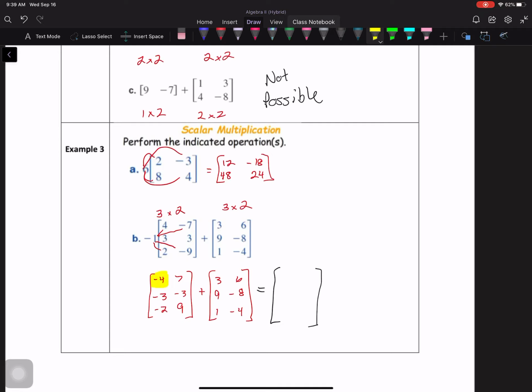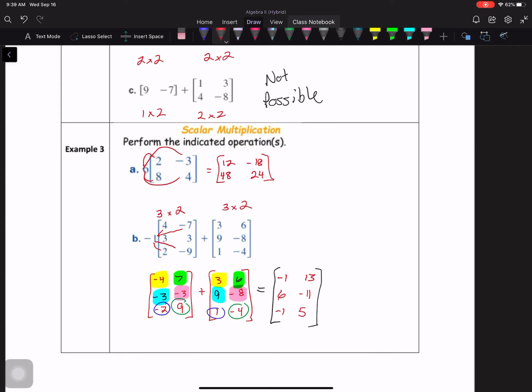Starting with the top left, negative 4 plus 3, excuse me, is negative 1. 7 plus 6 is 13. Negative 3, now we're going middle left. Negative 3 plus 9 is 6. Then we have negative 3 plus negative 8. We end up with negative 11. And then we have negative 2 plus 1, which is negative 1. And finally, 9 plus negative 4 is 5.